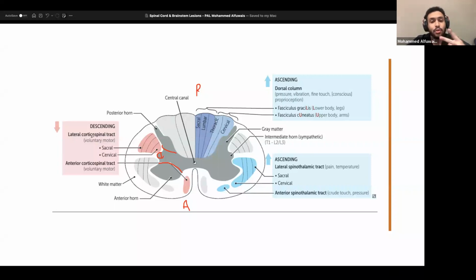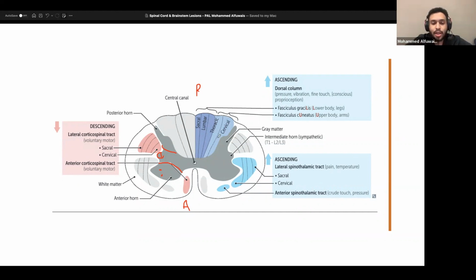It will have two order neurons. The first order neuron, which comes from the brain, from the primary motor cortex, will descend all the way down to this area right here, and it will synapse with the anterior gray horn cells, okay? Which then will have a second order neuron, which will go all the way to the muscles, okay? So that's basically the corticospinal tract. In terms of what happens if you have a lesion in the corticospinal tract and stuff like that, I'll explain in a few slides from now.